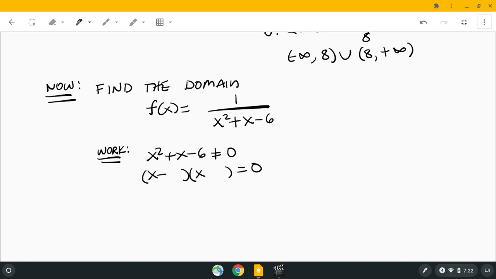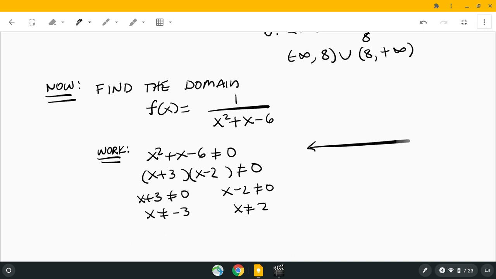X times x. One positive, one negative, and 1 and 6 or 3 and 2. Looks like 3 and 2. So x plus 3, we don't want it to be 0, so x cannot equal negative 3. X minus 2 cannot be 0, so x cannot equal 2. So that's our domain. Our domain is all real numbers, but x can't be negative 3 and x can't be 2.